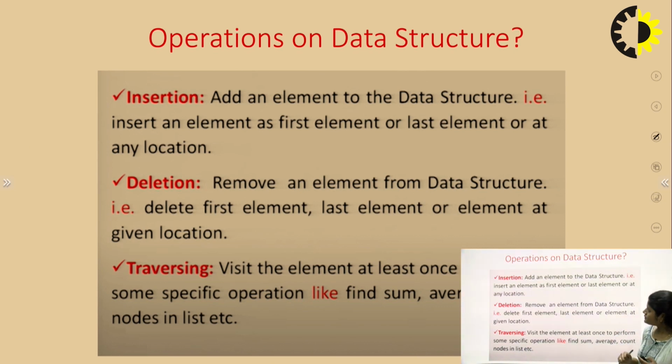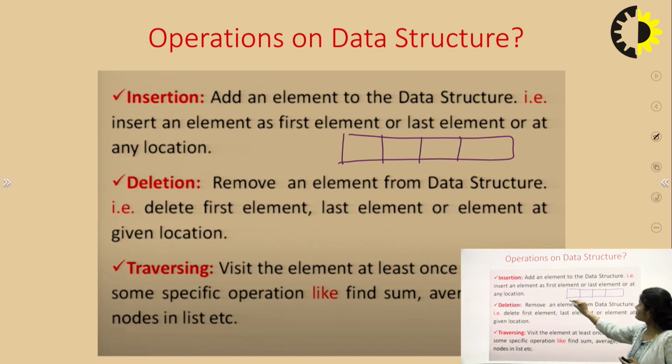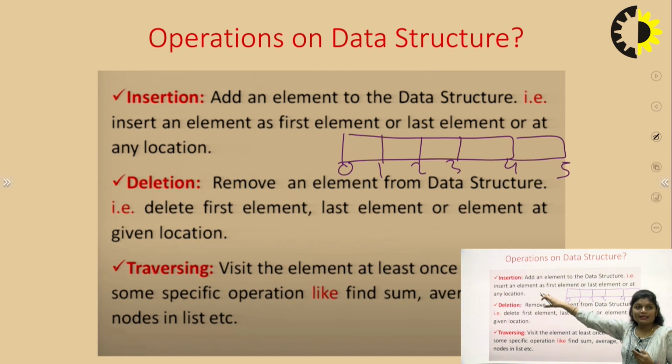Now we move on to the next slide: operations on a data structure. You arrange all the data and follow a data structure. So how many types of operations are performed on a data structure? If you take an array, which types of operations are performed on it? First is insertion. Suppose you take an array of size 5, and you insert an element. If you insert an element in the array, this type of operation is called insertion.